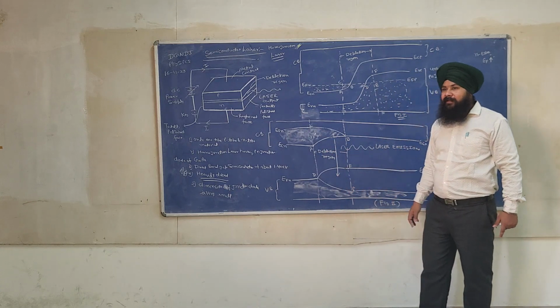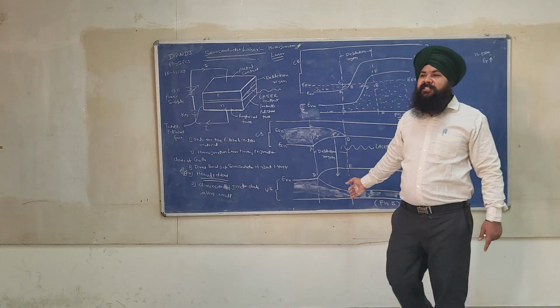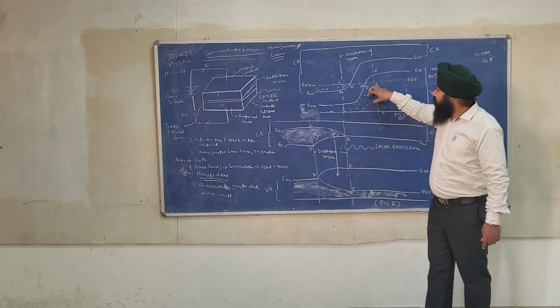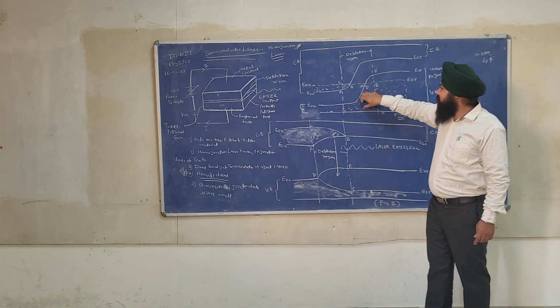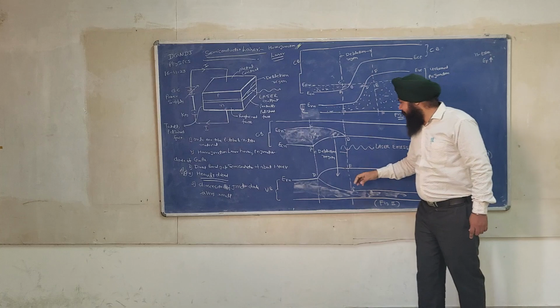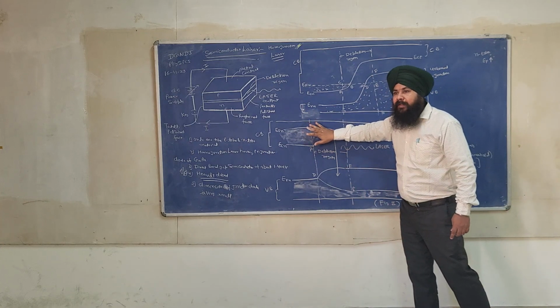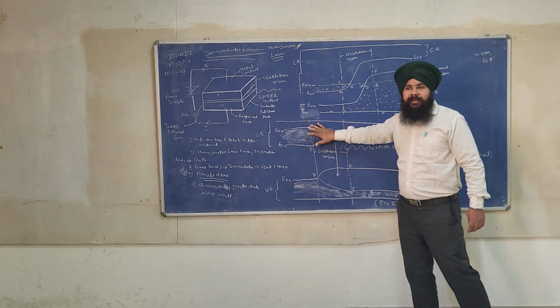Now what is this? This is called a population inversion. Now see, what is happening? Initially these states are filled. Now what is happening? These states are empty and these states are filled. So this is called a population inversion.